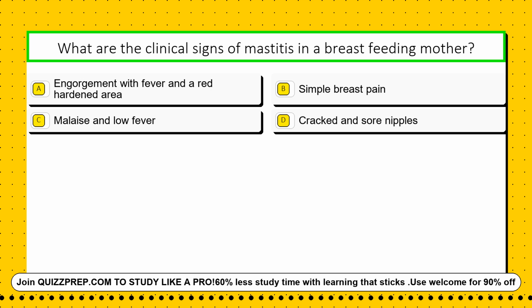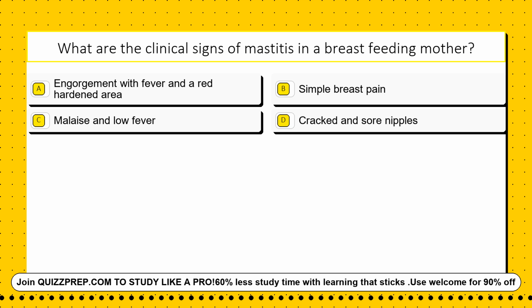Question 88. What are the clinical signs of mastitis in a breastfeeding mother? Option A. Engorgement with fever and a red hardened area. Option B. Simple breast pain. Option C. Malaise and low fever. Option D. Cracked and sore nipples.